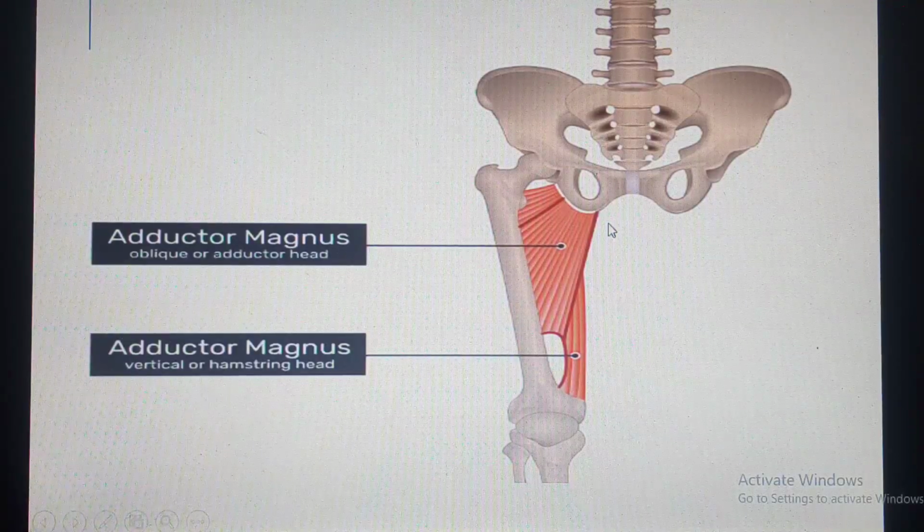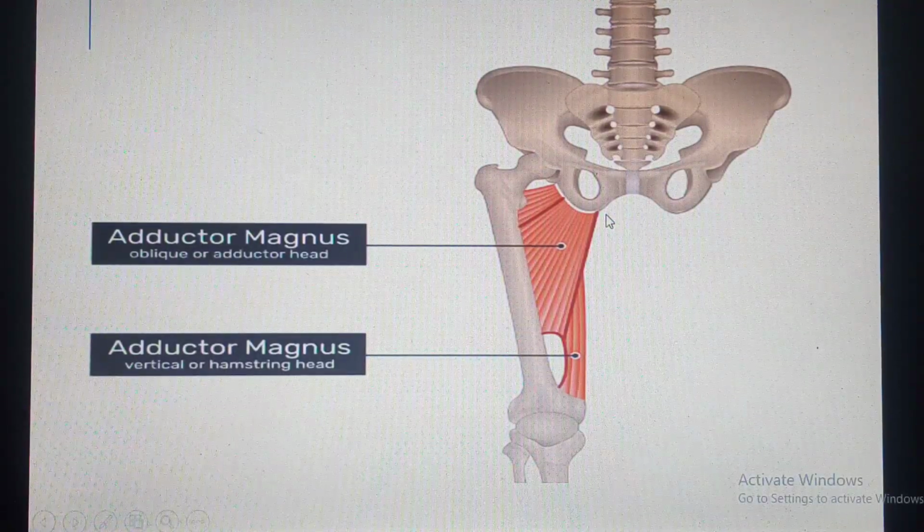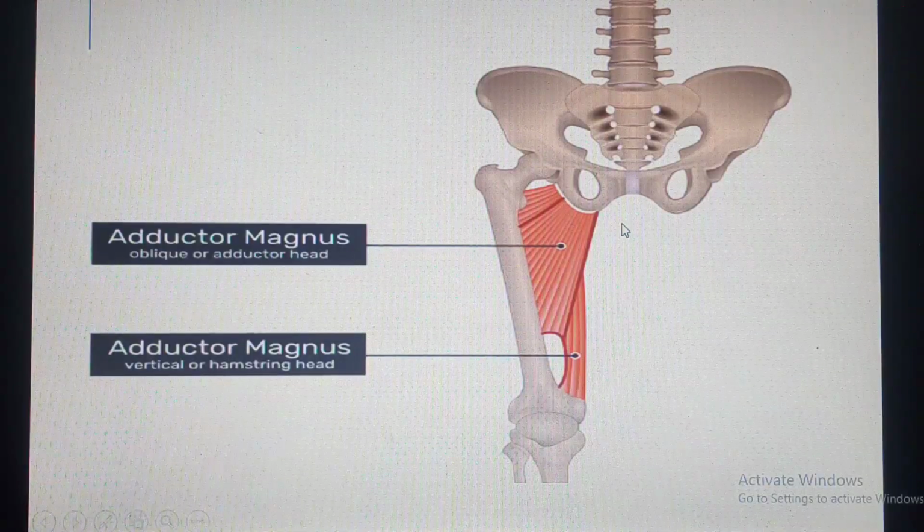If you want to appreciate these things that I'm doing, a lot of landmarks will be mentioned. So please visit the video that I've done on the osteology of the lower limb, and also try to look at the videos I've done regarding the hip joint and the knee joint, so that you get a complete picture. Try to understand these things. As I said, the vertical head will originate from the ischial tuberosity.